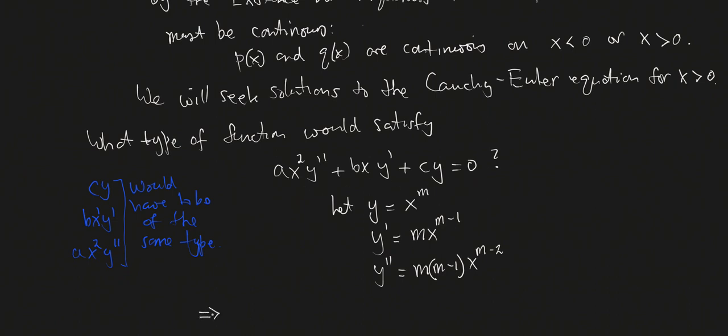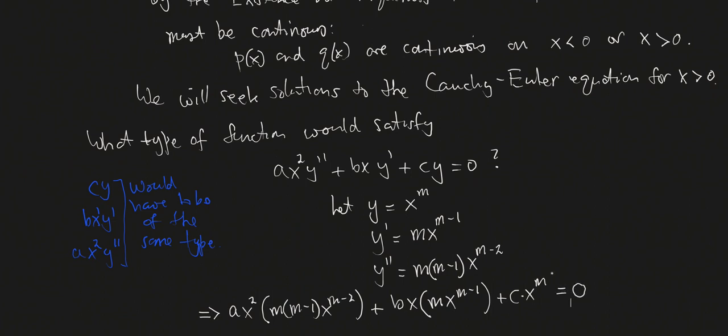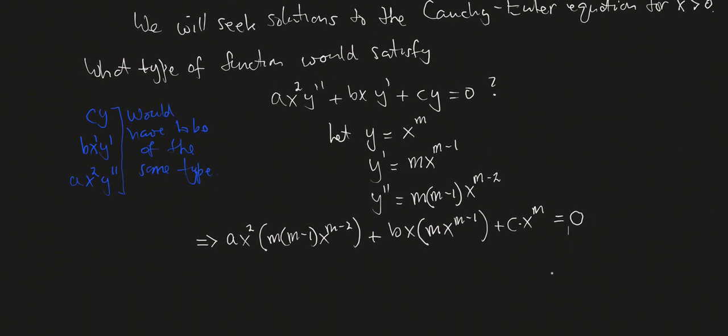So this implies that ax squared times my second derivative, which is m times m minus 1 times x to the m minus 2, plus bx times the first derivative, mx to the m minus 1, plus c times x to the m, we want that to be equal to 0. So let's see how much we can simplify this.